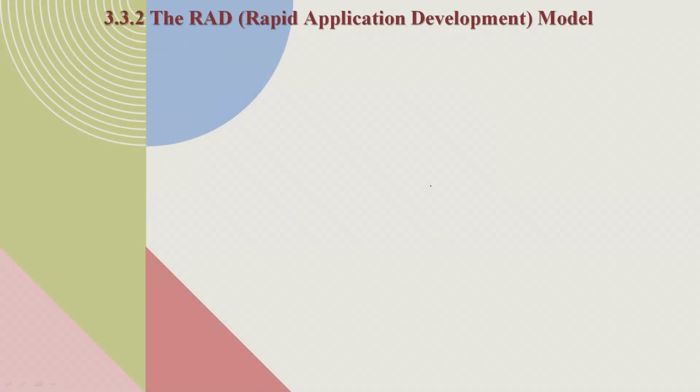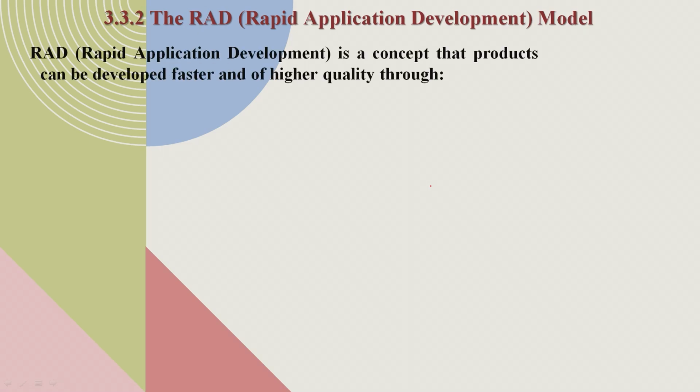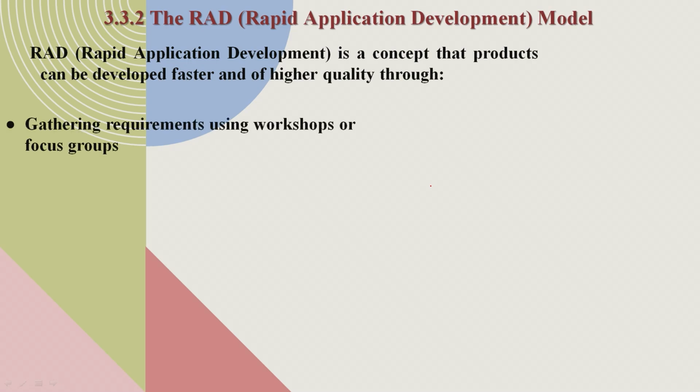Moving into the next concept, rapid application development, RAD. It is a concept that products can be developed faster and at higher quality. In what way can it be faster and of higher quality? Here are some points to know to develop a project with the faster and higher quality concept. Gathering requirements using workshops or focus groups. Yes, of course, we can get information from customer feedback.